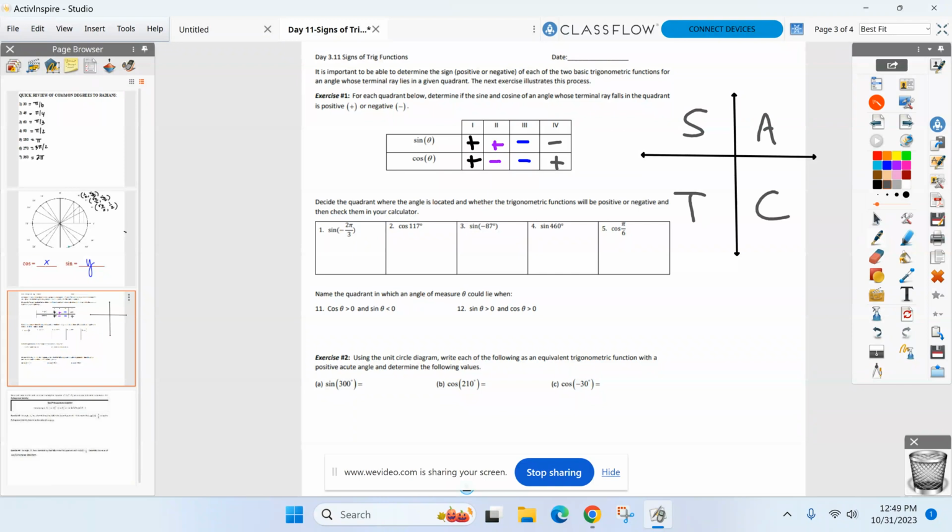A stands for all, meaning everything is positive in the first quadrant. Any guesses what the S means in quad 2? Only sine is positive in quad 2. Everything else, negative. Ooh. We haven't talked about that. Well, we have, but not with x's and y's. Tangent. Tangent's the only thing positive in quadrant 3. Everything else is negative. And then the C for cosine. Okay, cosine. So this tells you where everything is positive, and then the rest are negative.